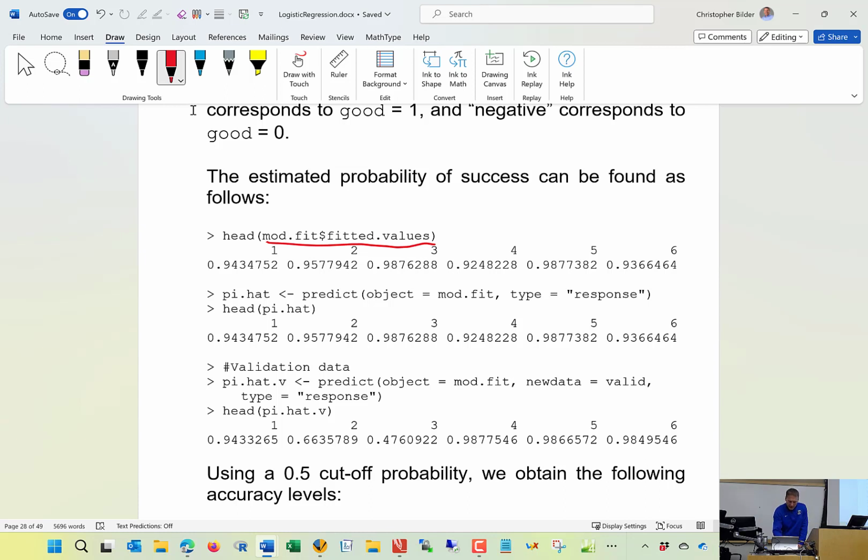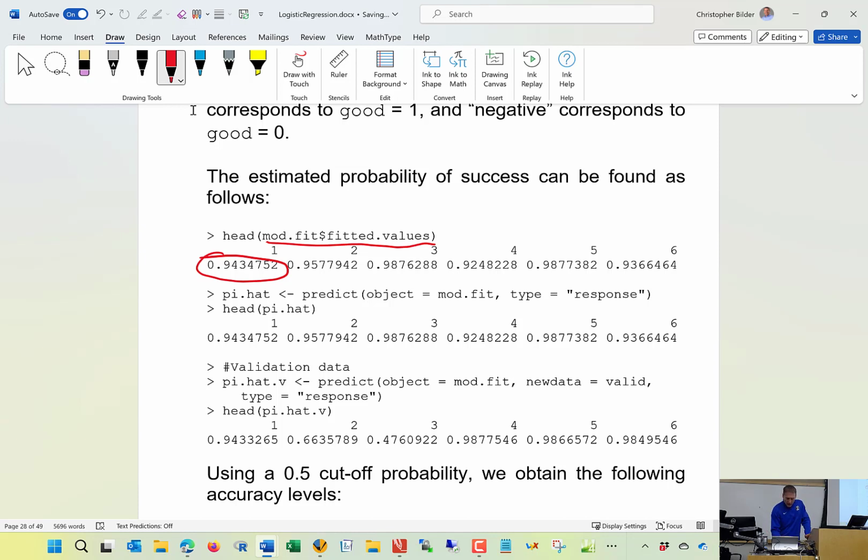So for the very first observation in my data set, which is actually my training data, I have an estimated probability of success of 0.94. So if I use a cutoff probability of 0.5, I would predict that to be a success.